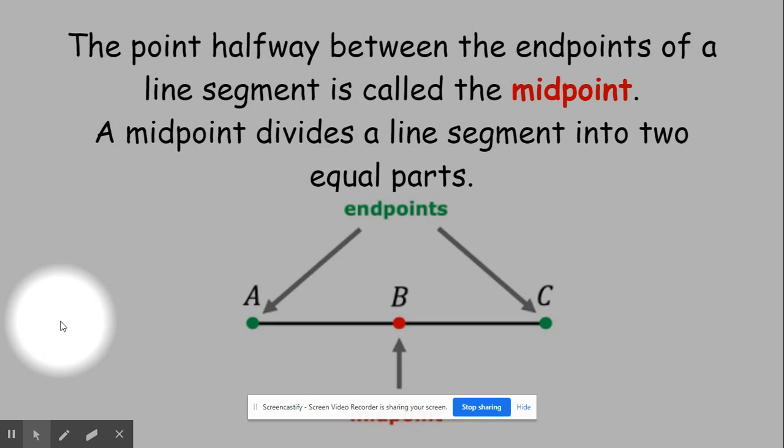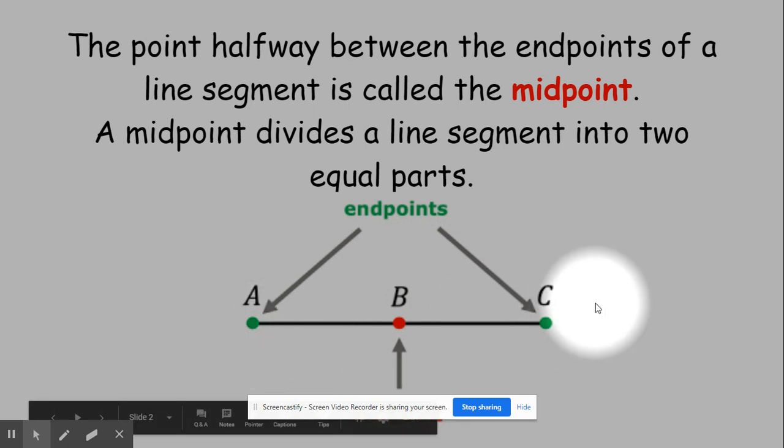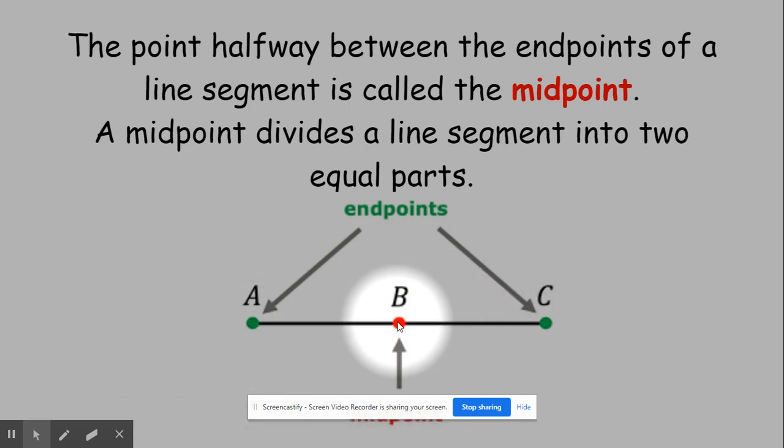So the actual definition is the point halfway between the endpoints of a line segment is called a midpoint. A midpoint divides a line segment into two equal parts. So if we have line segment AC, the midpoint is B, which is smack in the middle of that line segment.